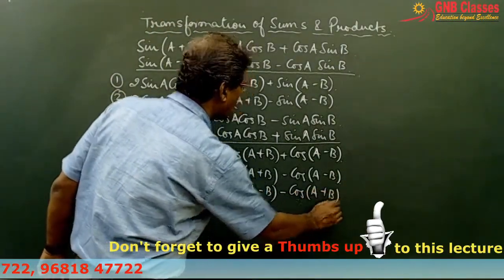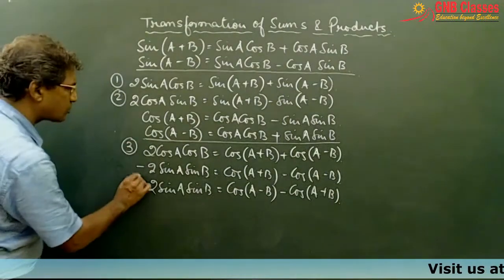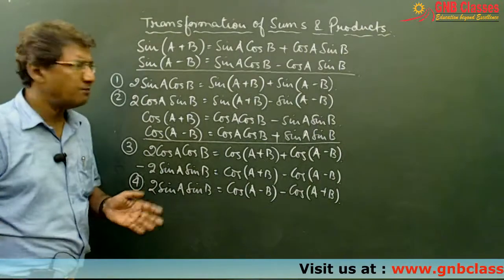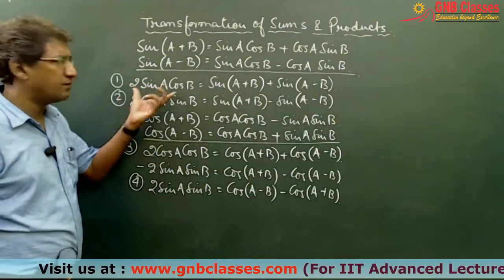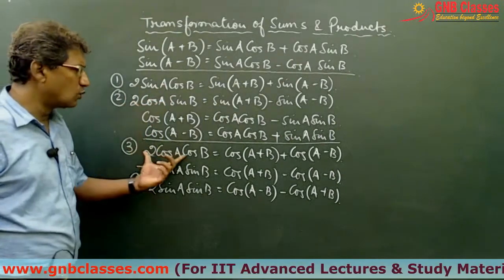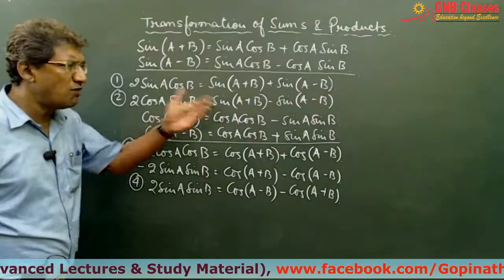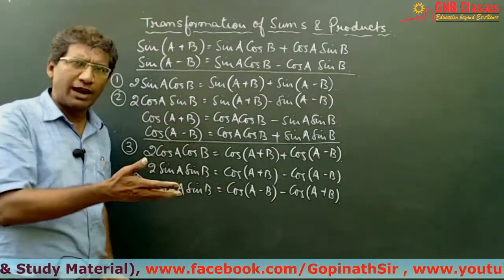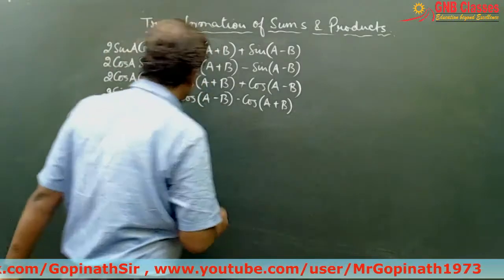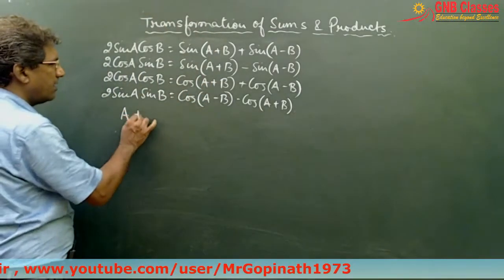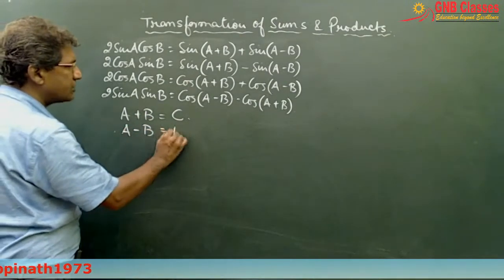Right? So the other two formulae that we have to remember is this one is your third one and this one is your fourth one. Is it clear? So 4 formulae we have learned so far. One is 2 sine A cos B, 2 cos A sine B, 2 cos A cos B and 2 sine A sine B. Is it clear? Now we will go for 4 other formulae. Now for a time being, let me take A plus B as your C and A minus B as your D.